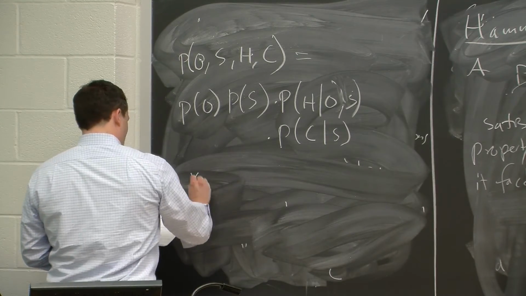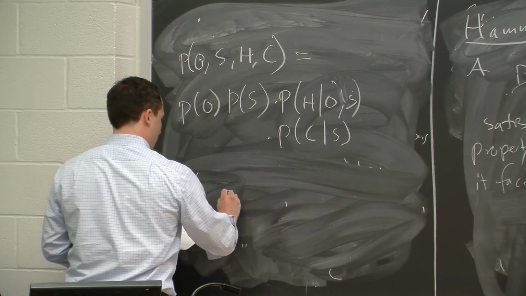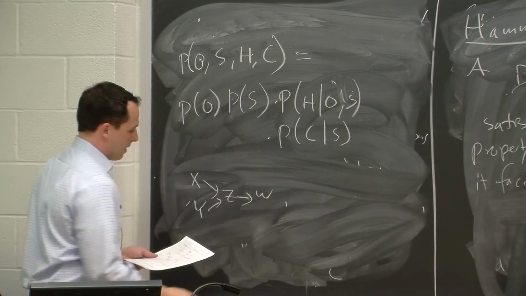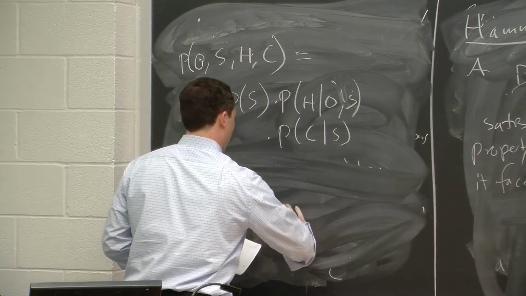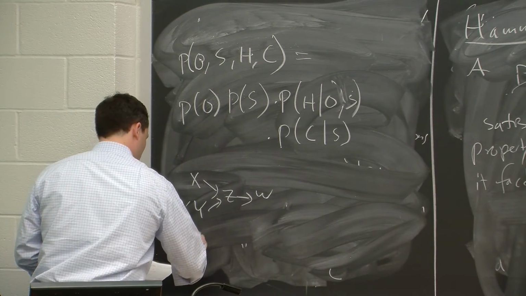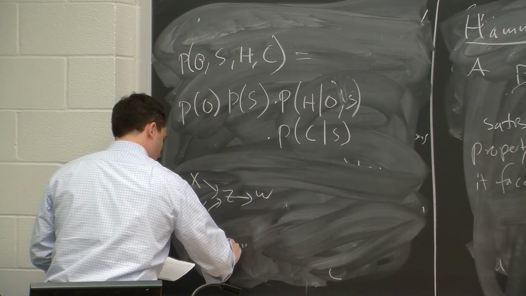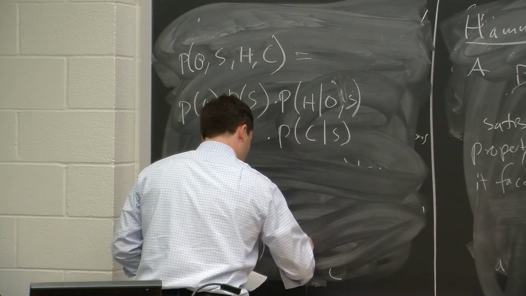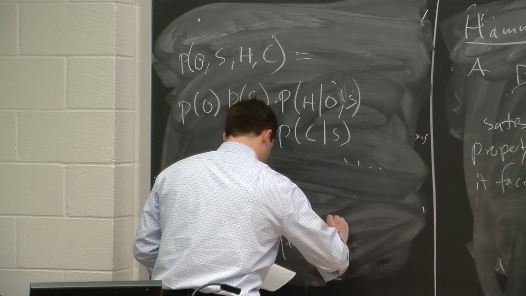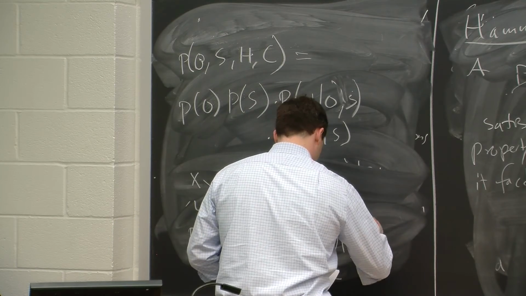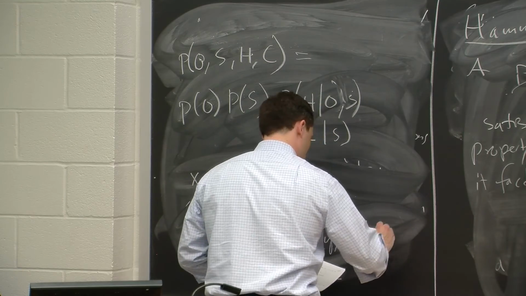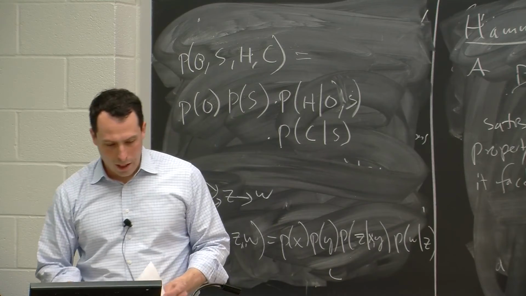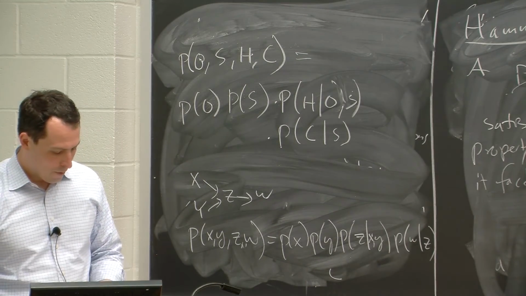Another example: if I have this graph, x, y, z, w, where x and y both have arrows to z and z has an arrow to w, we'd say that a probability distribution that comes from this graph would have the form: the probability of x, y, z, w is the probability of x, probability of y, probability of z given x, y, probability of w given z. So it's a product of a bunch of probabilities that come from that.